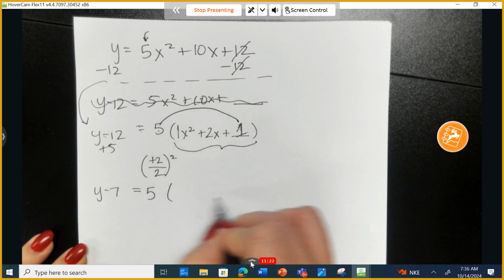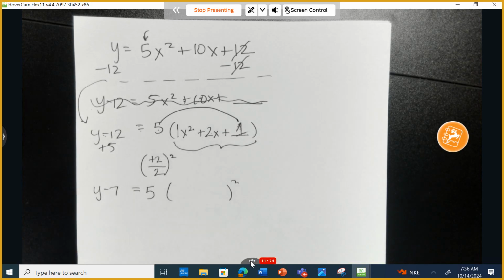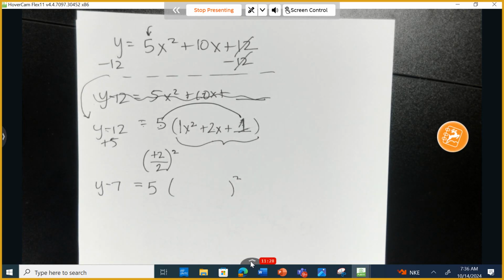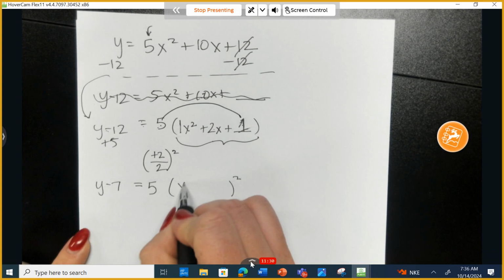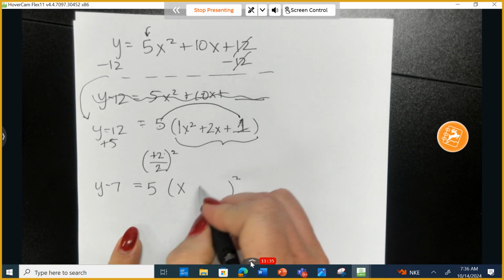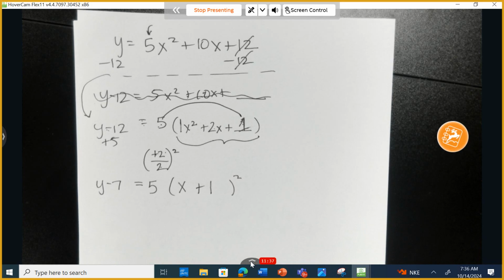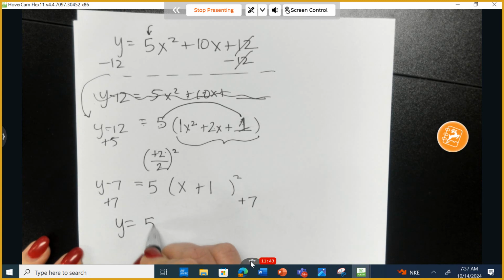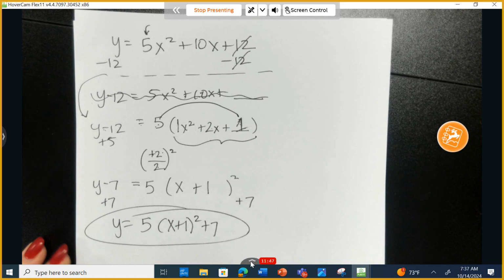Here's the 5 out front. And remember, here's the shortcut. I'm going to use this to guide me through the shortcut. I'm going to drop down an x, and then I'm going to do the math. Positive 2 divided by 2 is a positive 1. And I have one last step to write this in the correct vertex form. I'm going to add 7 to the right-hand side. Y equals 5 times x plus 1 quantity squared plus 7.